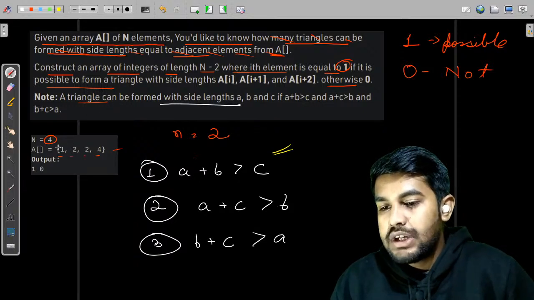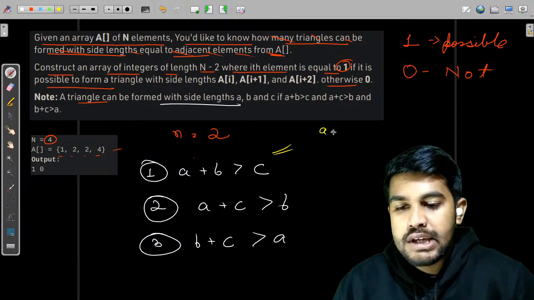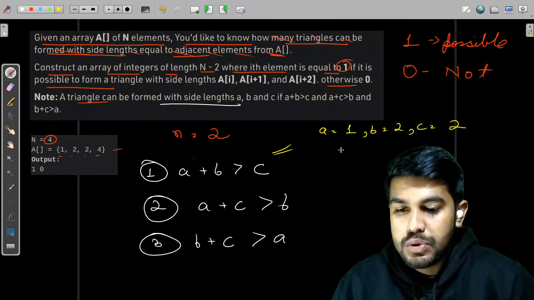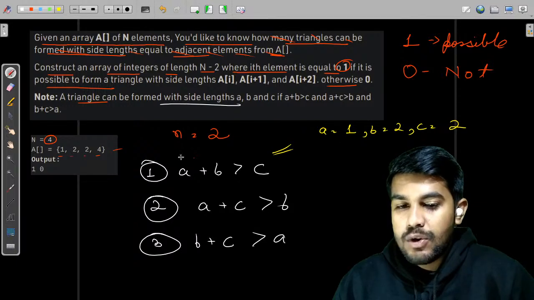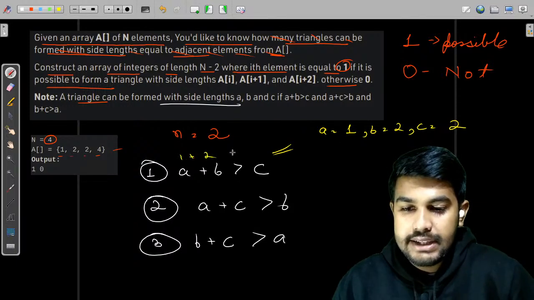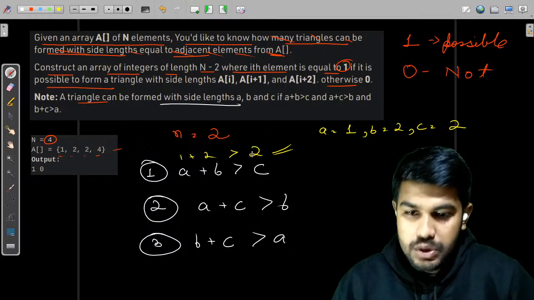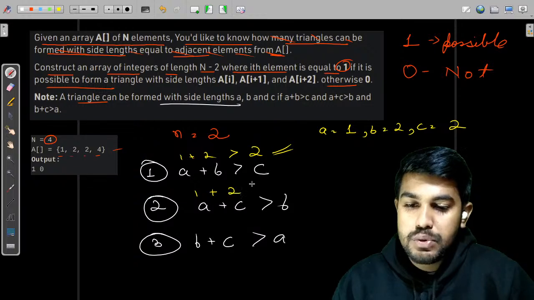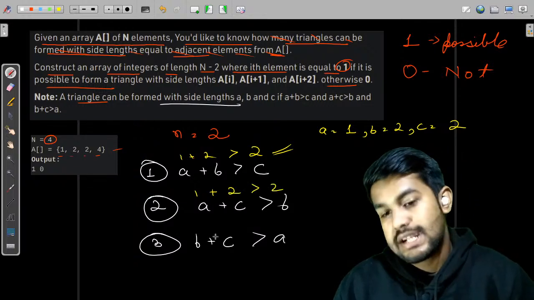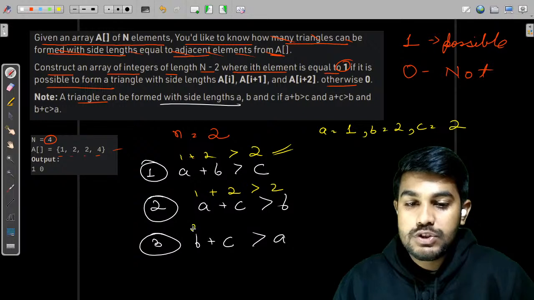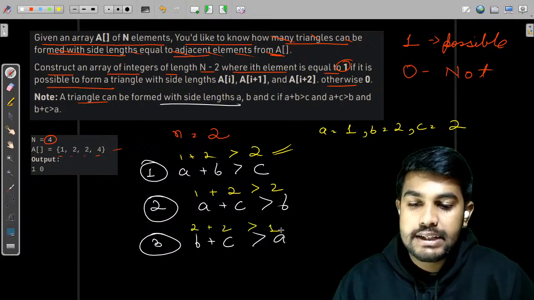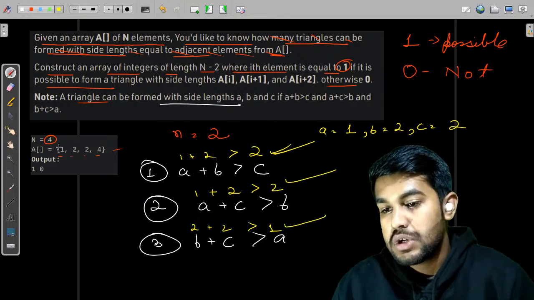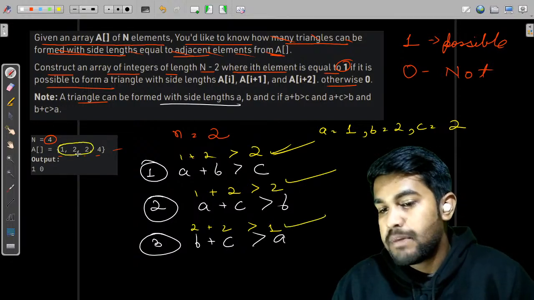So now let us just see. Suppose we just take 1, 2, 2. So A is treated as 1, B is treated as 2 and C is treated as 2. So A plus B, that is 1 plus 2, is greater than 2. Yes, it is. Then A plus C, 1 plus 2 is greater than 2. Yes, it is. Then B plus C, 2 plus 2 is greater than 1. Yes, this condition is true, this condition is true, this condition is true. So these three would make up a triangle.